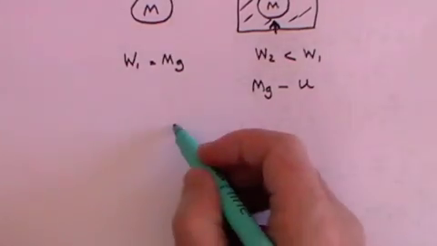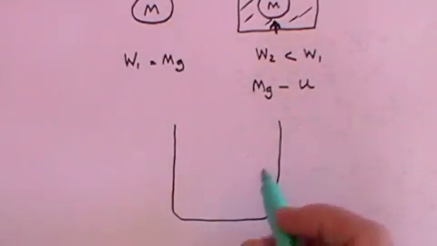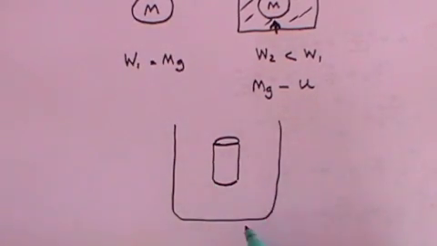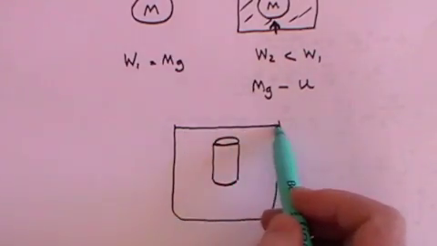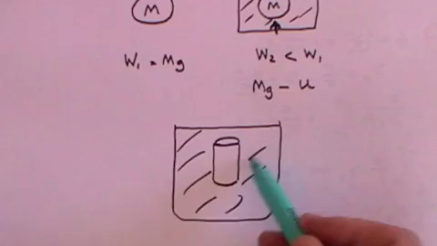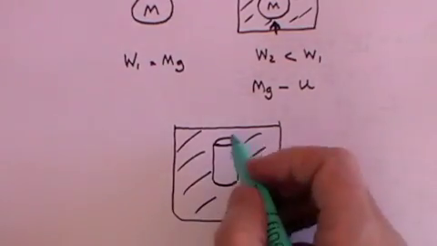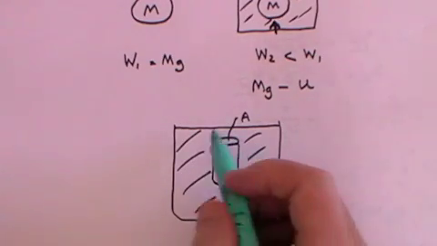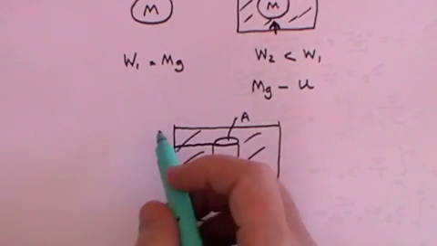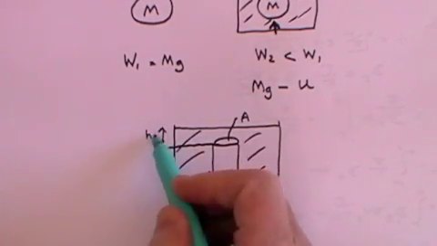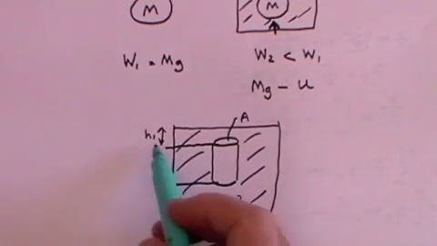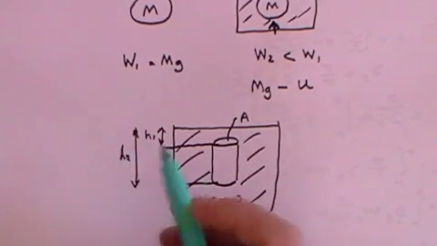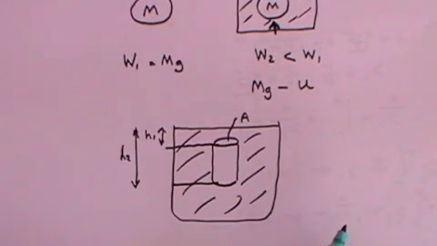So let's take a cylindrical object, simply because it makes the maths a bit easier, and we're going to wholly immerse it in a fluid. That could be water. And the cross-sectional area is A, and the top of the object is at a height h1 below the surface, and the bottom of the object is at a height h2 below the surface, or a depth, if you like, below the surface.